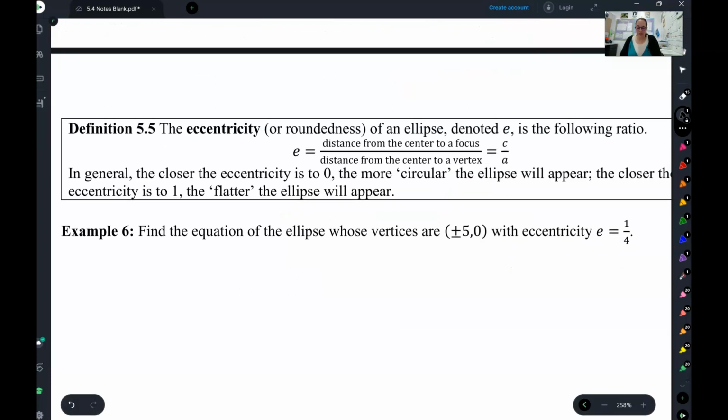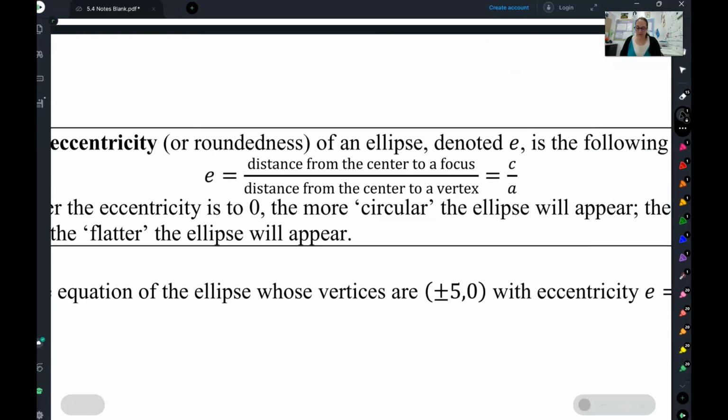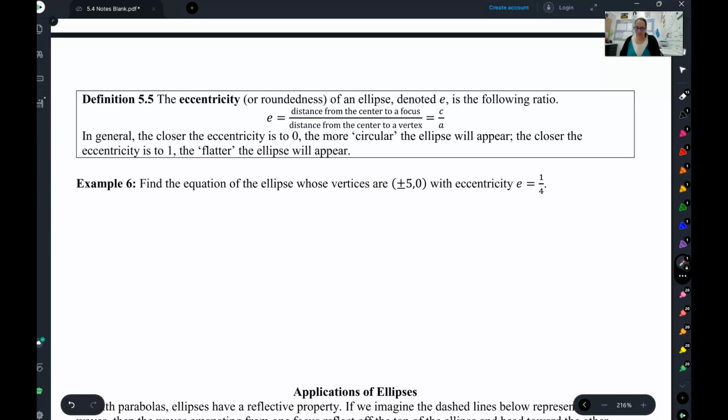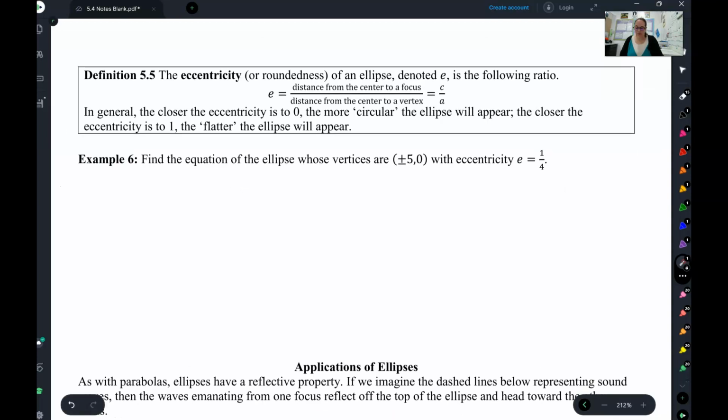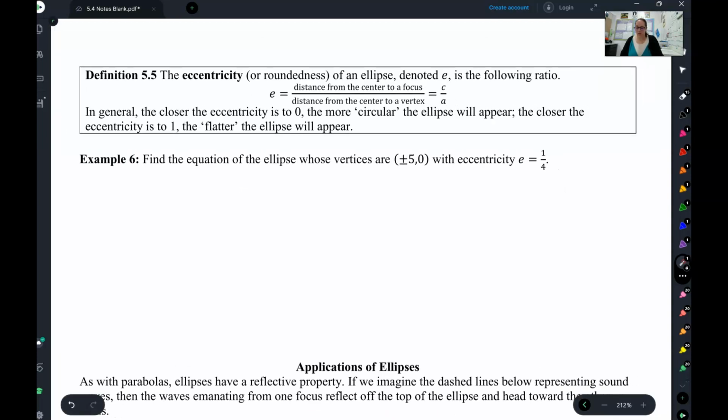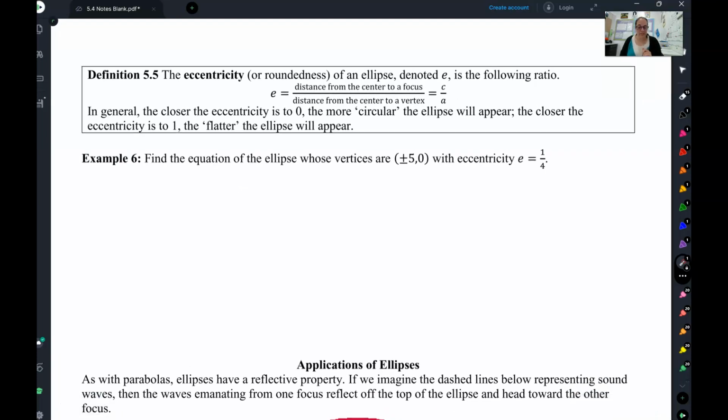Now let's talk about what eccentricity is. Eccentricity, your numerator is the distance from the center to the focus. The denominator is the distance from the center to the vertex. So let's use that in example 6. It says, find the equation of the ellipse whose vertices are here and whose eccentricity is this.